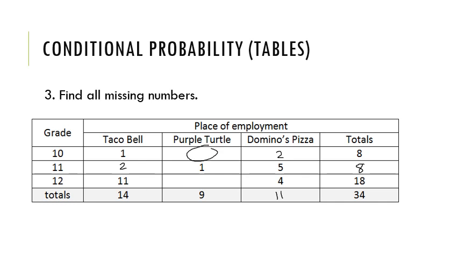Now I'm only missing purple turtle for the 10th graders, but I know there's 8 total, so 2 plus 1 is 3, which means 5. Okay, it's kind of like a Sudoku puzzle, right? All right, and then last piece of data right here, I need purple turtle for 12th graders. Okay, so I know I have 9 total. 5 plus 1 is 6, so 3.